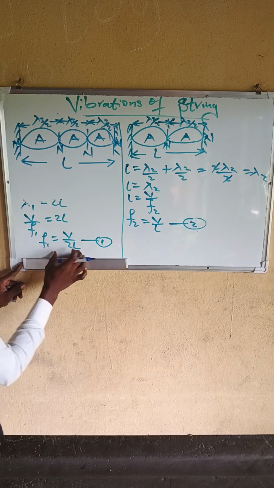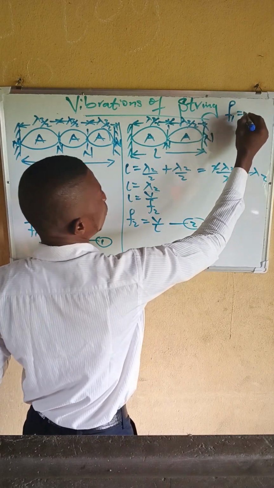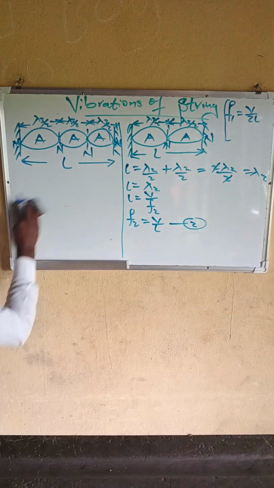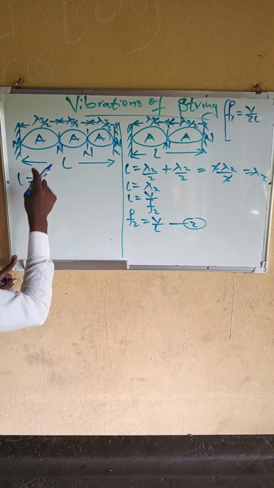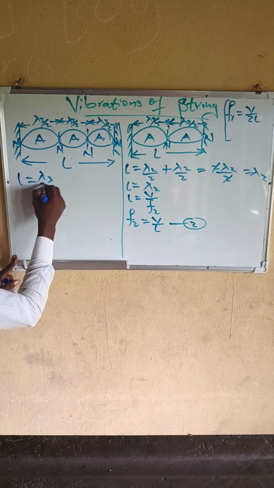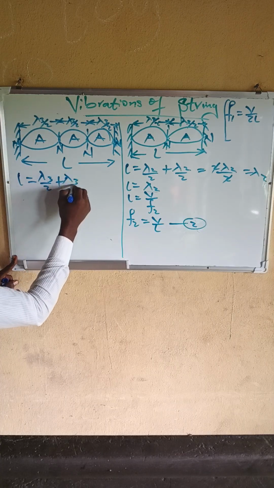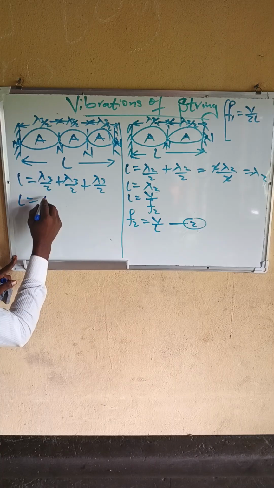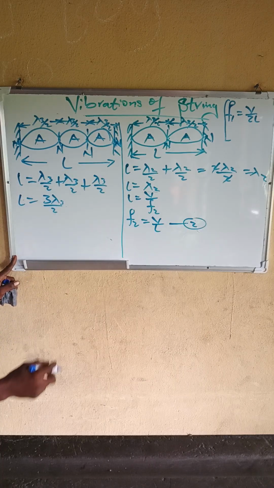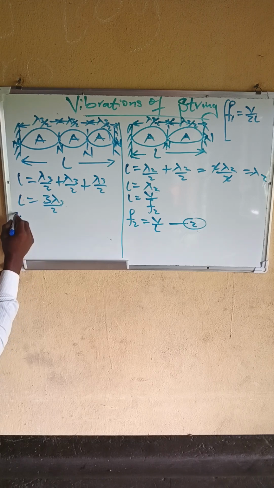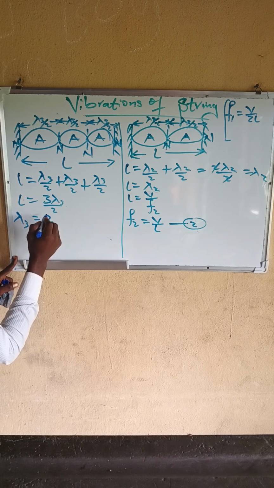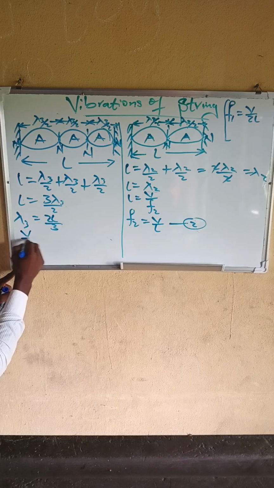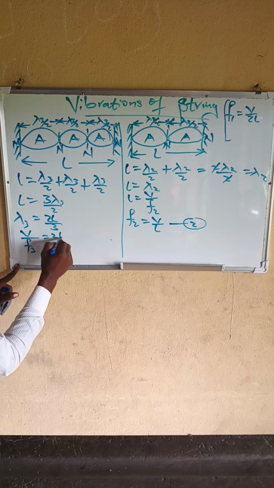Already recall that this one, let me write it here, that is F1 is equal to V over 2L. I will use this later. Now, let me check this. My length will become this one, that is lambda 3 over 2, plus this one, which is lambda 3 over 2, plus this one, which is lambda 3 over 2. So if I sum them, I'm going to have 3 lambda 3 over 2. Okay? So I want to make lambda 3 the subject. This wavelength becomes 2L over 3. Already you know that the wavelength is V over F. So I have V over F3. And that will give me 2L over 3.